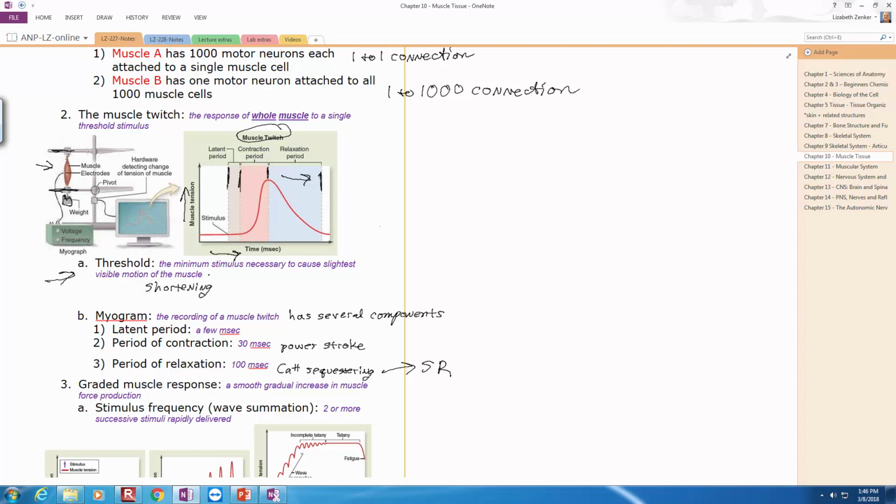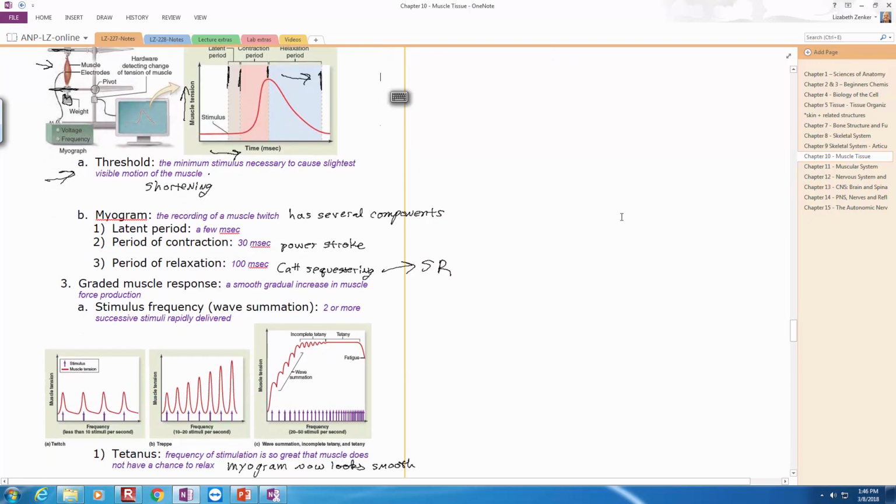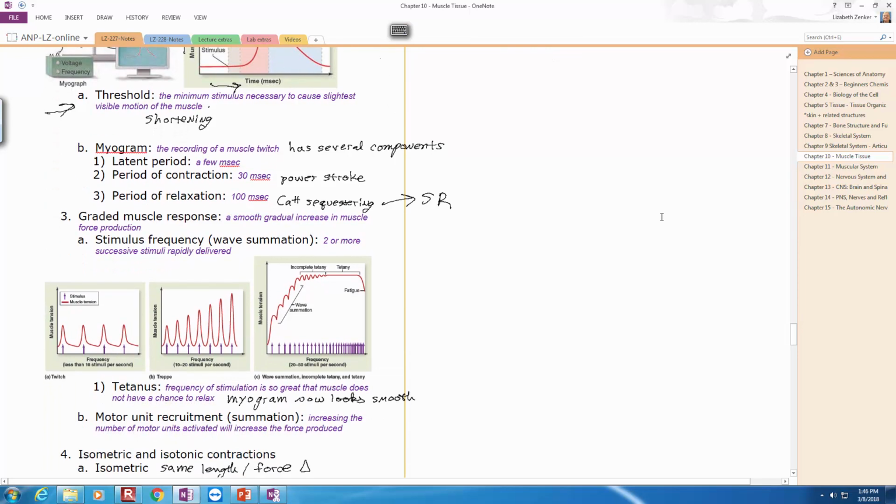So, what else do we want to say? Now, knowing that information, we're going to look at what's called a graded muscle response. So, a smooth, gradual increase in muscle force production, okay? This is about control. How much of a contraction we get, and how fast or slow do you want to do that contraction? That's what a graded muscle response is.